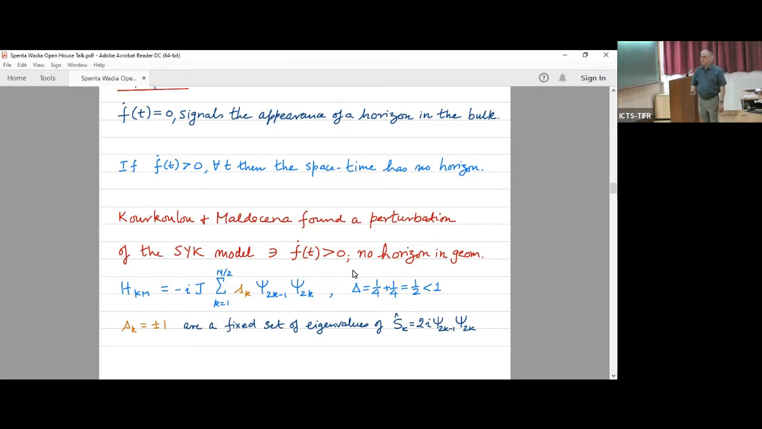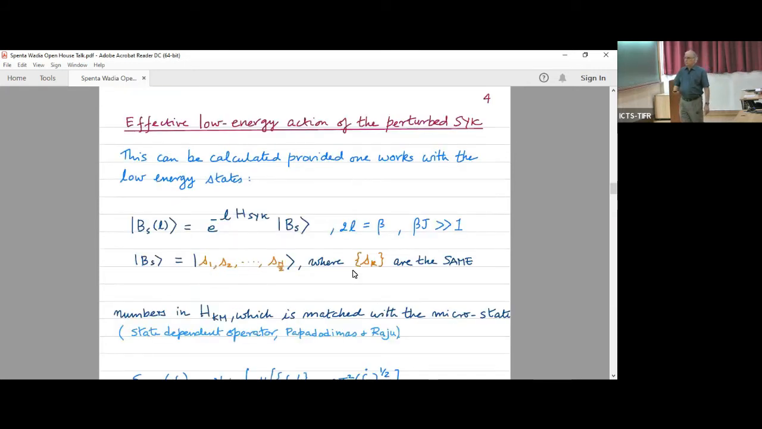And they did this by introducing, on the face of it, a relevant operator, because the infrared dimension of the fermions here is 1/4. And this operator is written like this. And these are a bunch of numbers. These numbers are basically eigenvalues of the spin operator in the microscopic theory. All right, so I give you a bunch of numbers, plus, plus, plus, plus, plus, up to 2 to the power of n upon 2.